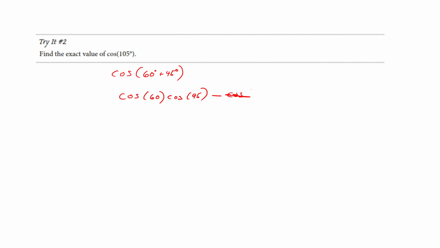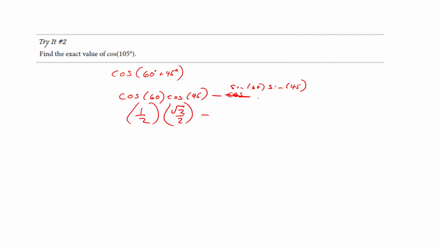Oh, I'm sorry, that's not right. And then we do sine, sine. Okay, you can read this off your circle, but we're just going to knock this out. 60 is 1/2. 45 is radical 2 over 2. I don't know if these are the same numbers we did already.